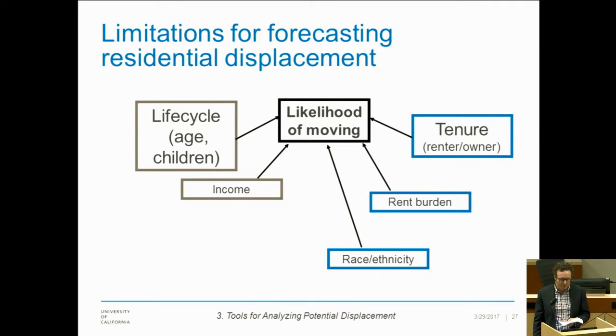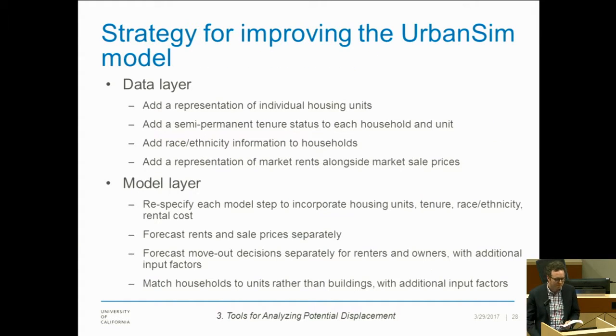Here we see that the most important determinants of a household's likelihood to move are things like lifestyle characteristics and housing tenure, plus other factors like income, cost burden, sources of potential discrimination, and so on. The factors in blue on the right, tenure, rent burden, and race ethnicity, were things that weren't tracked at all in the Bay Area's model prior to this work. And housing tenure in particular was crucial for us to integrate into the model.